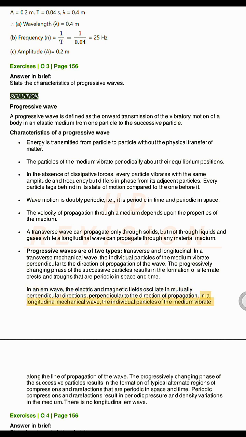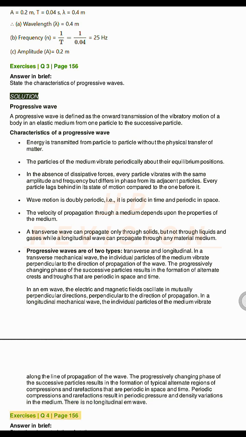In a longitudinal mechanical wave, the individual particles of the medium vibrate along the line of propagation of the wave. The progressively changing phase of the successive particles results in the formation of typical alternate regions of compressions and rarefactions that are periodic in space and time. Periodic compressions and rarefactions result in periodic pressure and density variations in the medium. There is no longitudinal EM wave.